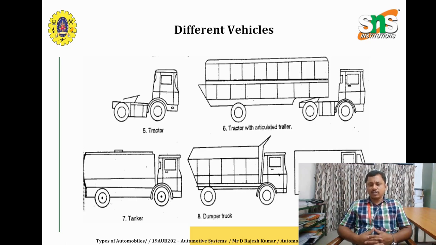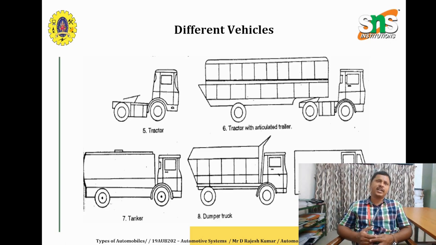The ninth one is about the delivery van. This kind of van is used in order to supply the baked foods. This kind of vans are used. The delivery van is nothing but something for goods, like the post van. So this post van also uses this kind of delivery van type.